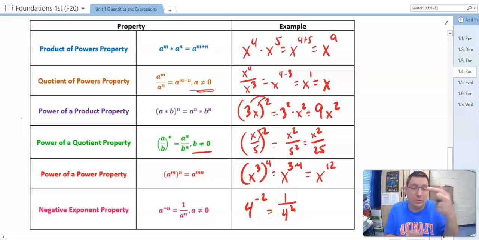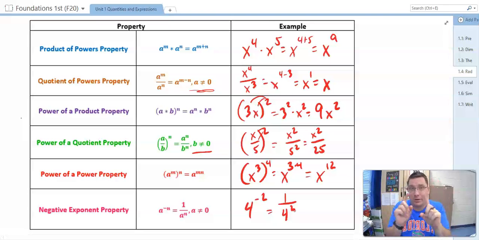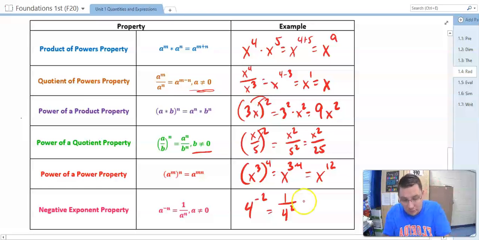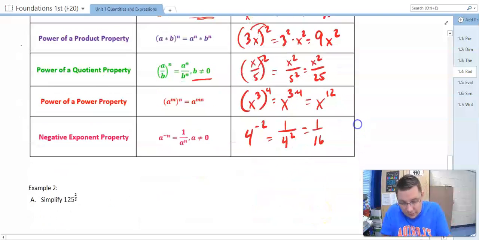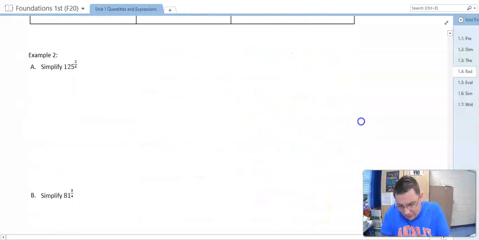Because when we switch it from the numerator to the denominator, the power is going to switch its sign, just the power, not the base. But the power switches signs. And so now it's gone to the denominator in this case. And so what is 4 squared? It's 16. So this is actually 1 over 16. Okay? And so let's look at a couple problems here of how to simplify these.